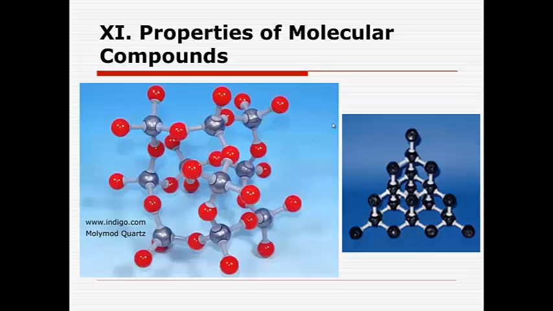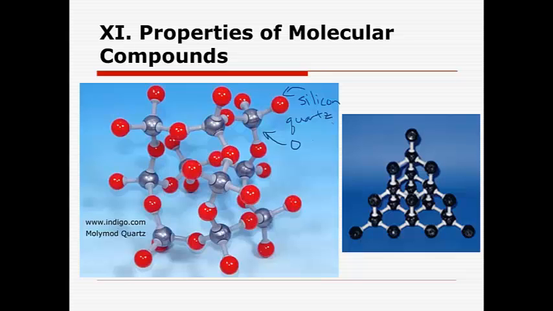So here's a couple examples of some network covalent solids. This one right here is basically silicon. Or you can consider it to be quartz. Quartz is made up of silicon and oxygen. So these are your silicon atoms. These are your oxygen atoms. And notice every single bond that you see right here is a covalent bond.